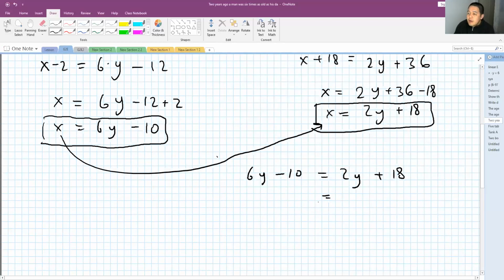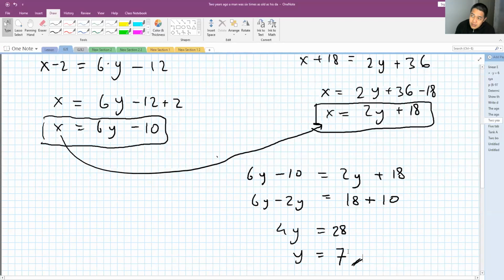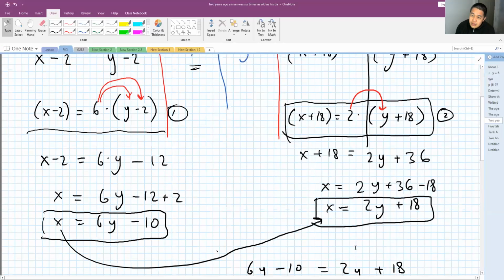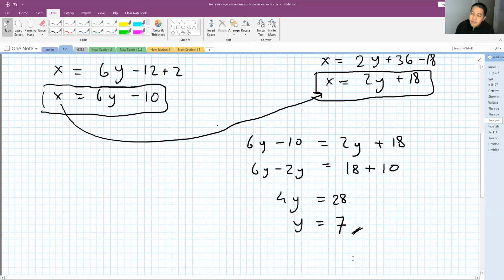All right, so we can tidy things up a bit now. 6y minus 2y, because you move this 2y to the left hand side, and then equals 18 minus, oh sorry, this is minus 10, and when you move that to the right hand side, it becomes plus. Okay, so 4y equals 28, and that gives you the value of y, which is 28 divided by 4. So it's 7 years old. So this is actually the age of the daughter, the value of y, which is 7 years old.